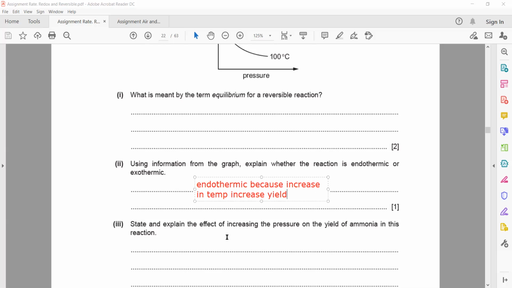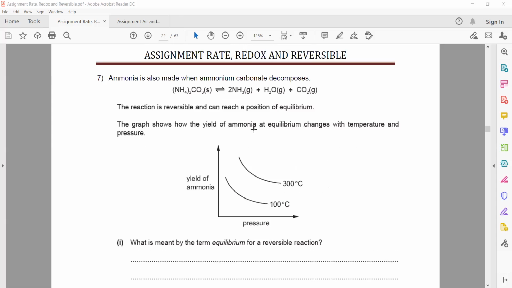State and explain the effect of increasing pressure on the yield of ammonia. If we increase the pressure, you can see the number of moles of gas is 4 on one side and 0 on the other. Where will the equilibrium shift? As the pressure increases, the yield will decrease.